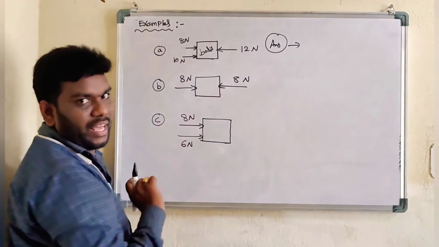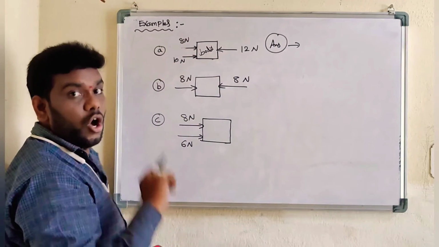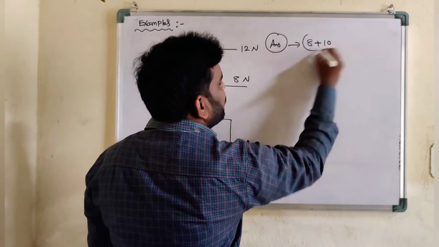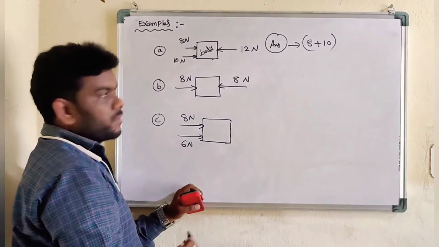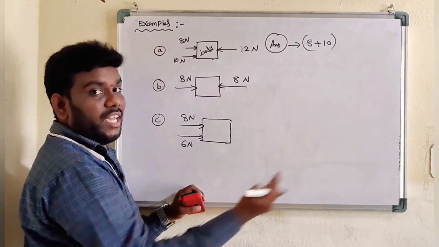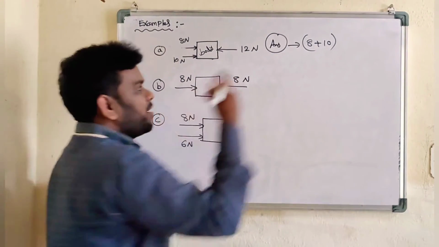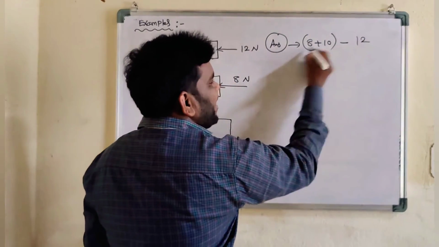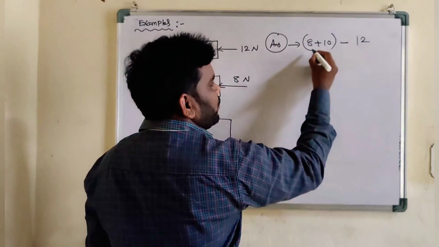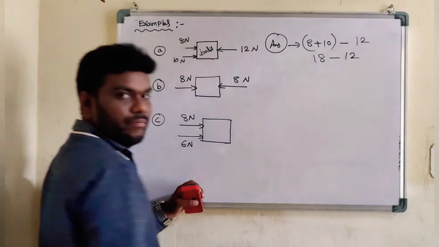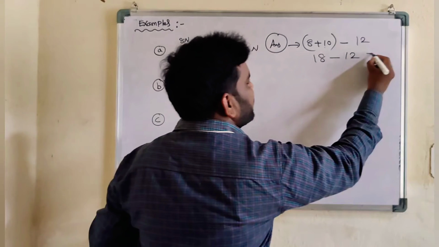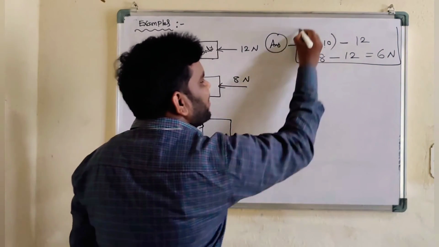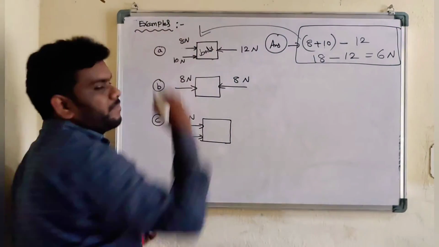So what is the answer? This 8 same direction, 10 same direction. Now add. 8 plus 10 add చేస్తారు. ఈ రెండింటికి 12 ఎలా ఉంది? ఆపోజిట్. ఆపోజిట్ మీన్స్ మైనస్. What opposite force? 12. Then finally 8 plus 10, 18. 18 minus 12, yes, what is the answer? 6. So 6 తరువాత ఏంటి units, 6n, it is the answer.